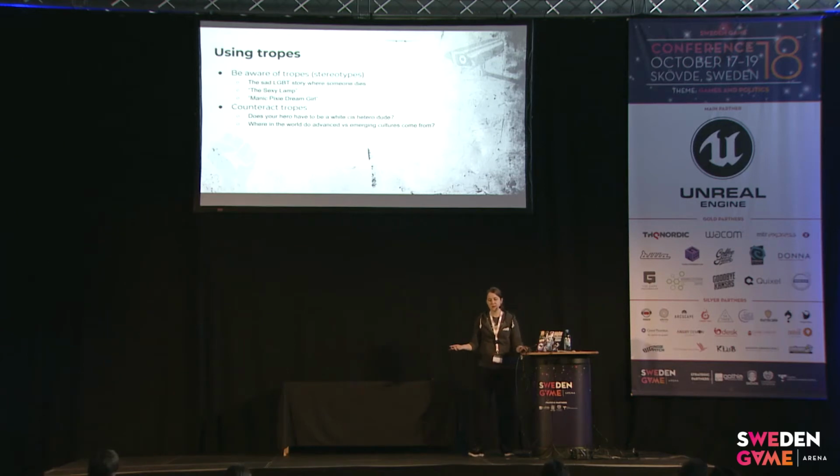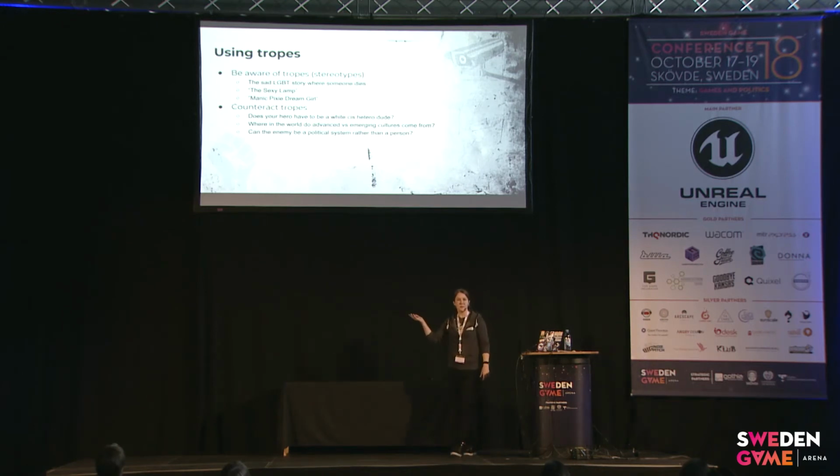And for example, where in the world do your emerging cultures come from? If you have this tribal culture, where are you placing them on the map if you have a world map? Do they always have to come from the southeast or from the jungle? Can we mix it up a little bit? So it's not always this very white Western European culture that's the norm and everyone else is weird. Maybe we can mix that up a little bit more.